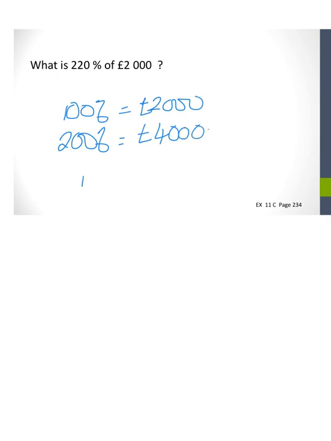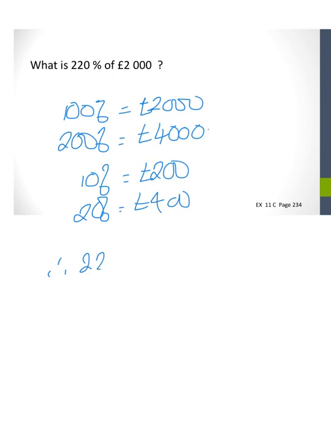Now 10% of something, we just divide by 10. So 10% of 2,000 is going to be 200. But we want 20%, so 20% will be double that amount. So it'll be 400. Therefore, 220% of £2,000 is going to be 4,000.